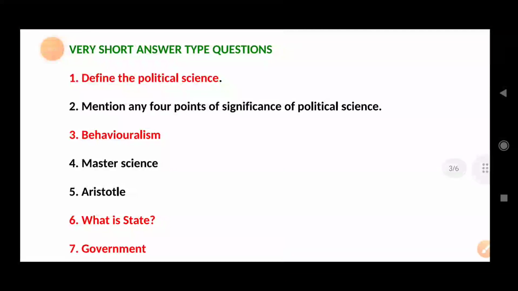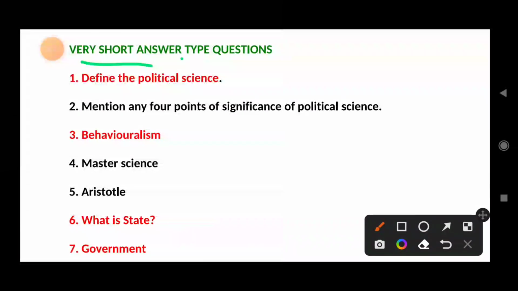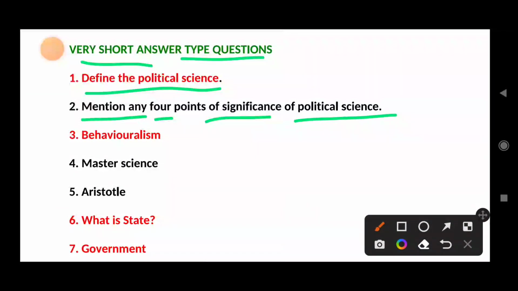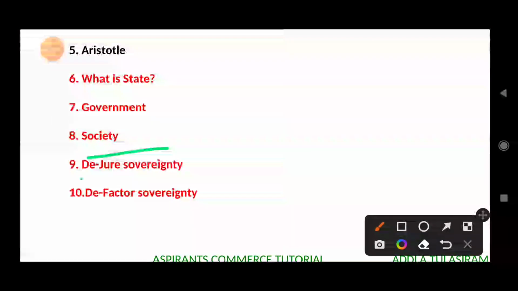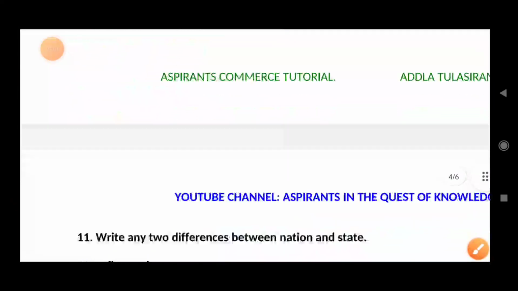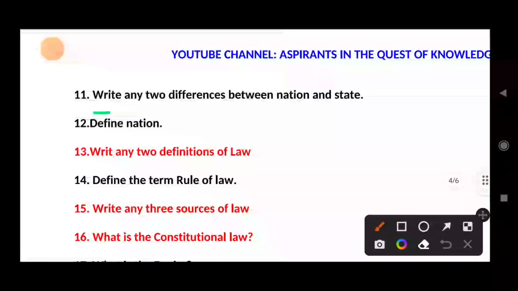Next let us see the very short questions, 2 marks questions. Define political science. Mention 4 points of significance of political science. Behavioralism, master science, Aristotle. What is state, what is government, society, de jure sovereignty, de facto sovereignty. Then we have write the differences between nation and state.